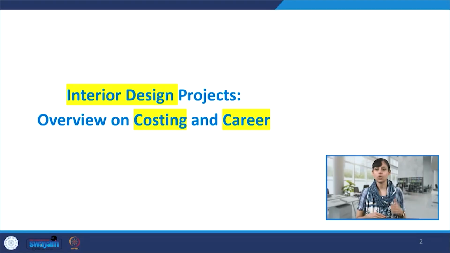Namaste. Hello everyone. Welcome again to my NPTEL course on interior design. And today we will be talking about interior design projects, and we'll try to understand how the costing happens and what are the career avenues for interior designers in terms of how they get paid and how they really compute the costing, etc. So just having a look at the keywords, costing and career are two important keywords over here when we explore this universe of interior design, and we'll see the different methods of how this costing is done.